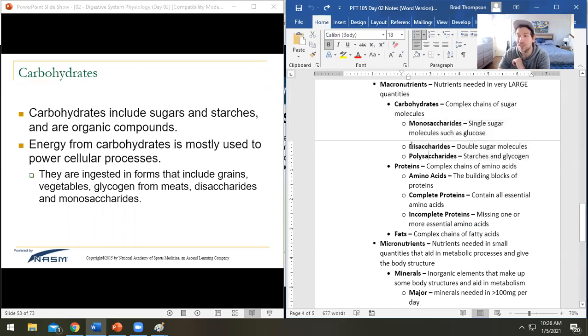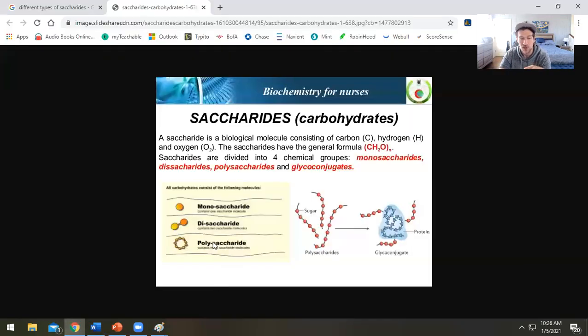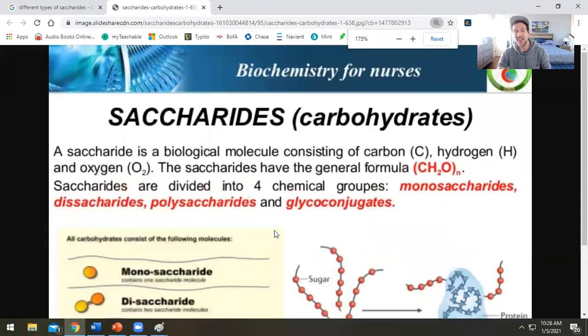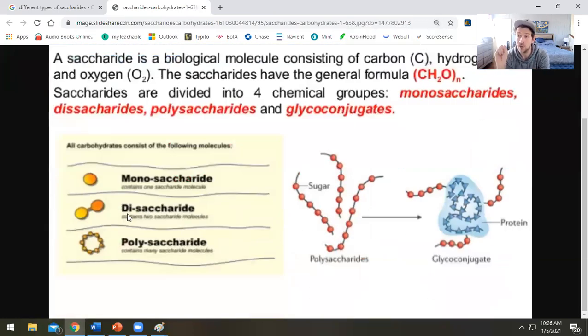So what are disaccharides? Well, let's look back at this picture here. A disaccharide, di comes from the word that means 2. So this is a double sugar molecule held together. It's 2 glucose molecules held together. So mono is a single sugar molecule.